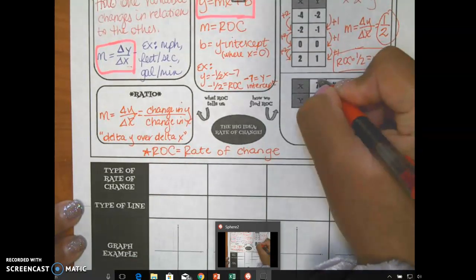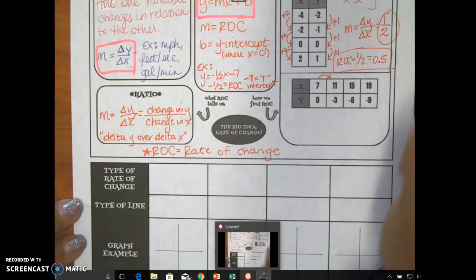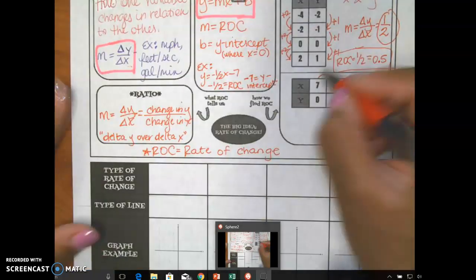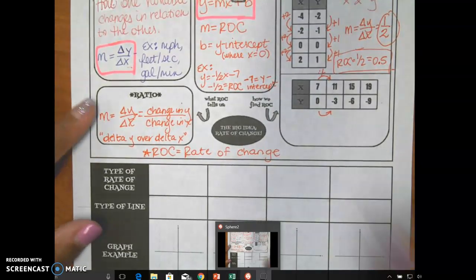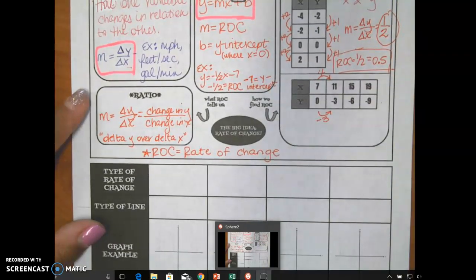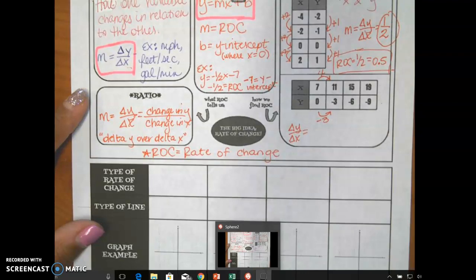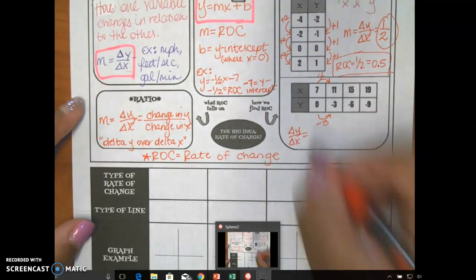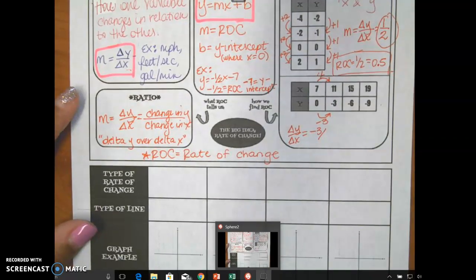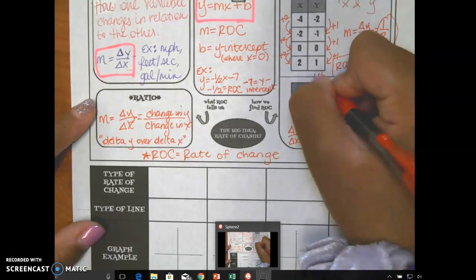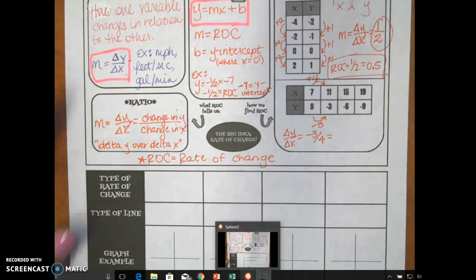So what's the change in x? How do I get from 7 to 11? Plus 3 or 4? 7, 8, 9, 10, 11. 4. Then how do I get from 0 to negative 3? Minus 3. Good. So my delta y over delta x. What's my change in y? Negative 3. And what's my change in x? Plus 4. Good. Negative 3/4 is the fraction form. What's the decimal form?